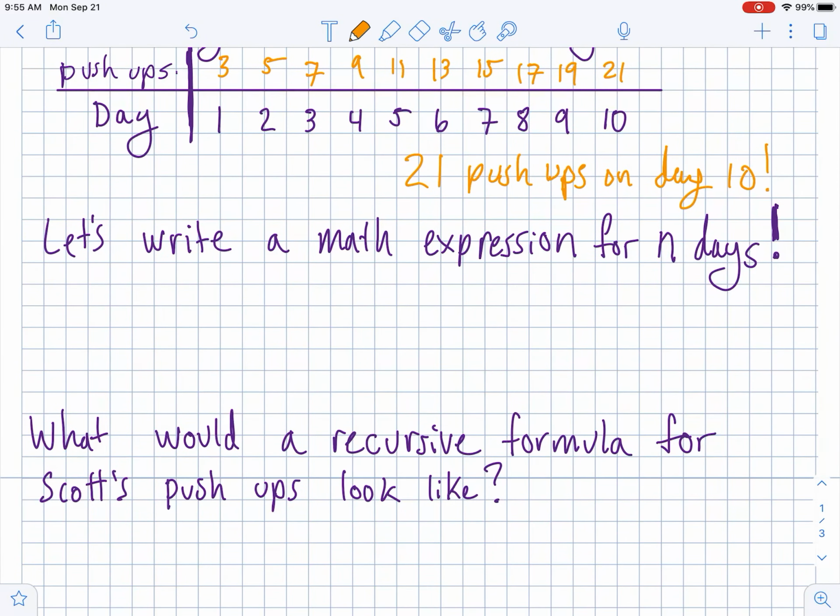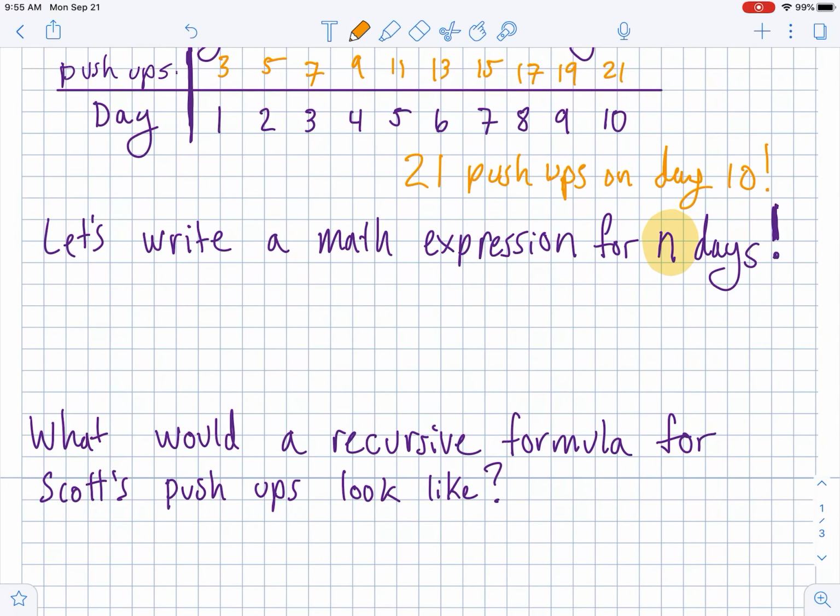Now, let's write a math expression for how many push-ups he's doing each day. Like if, you know, we were going to try to find how many push-ups he did on the nth day, a math equation would be useful. That way we can always replace n with whatever. Like if you want to know how many push-ups he did on the 400th day, you wouldn't have to build a table that has 400 pieces of data in it. You could just replace n with 400.